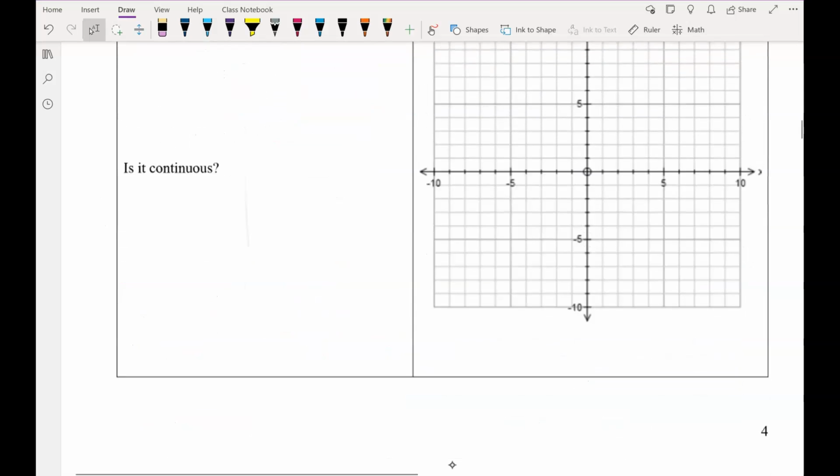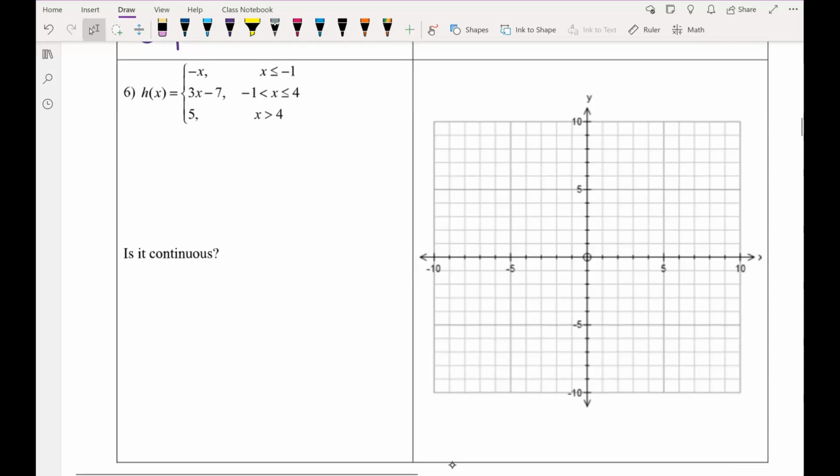Example number 6, and I think this is our last one. Cool. All right, this one has 3 pieces. And the first one, we know it's going to the left and it's closed circle. The second one started at -1 and ends at 4, closed circle. So that's a segment. And the third one starts at 4, open circle, and it's bigger than that, so we know it goes to the right. So we have 2 rays and a segment again.